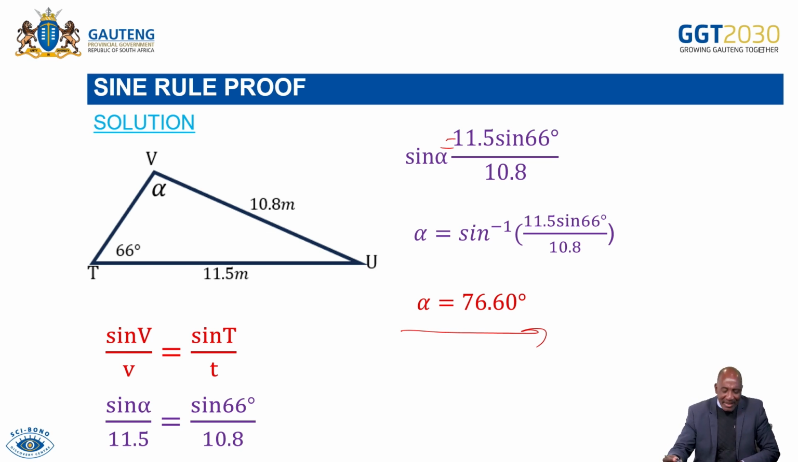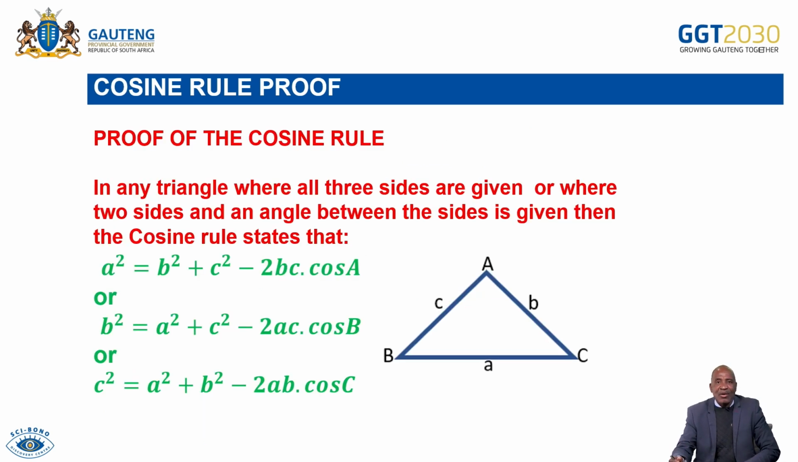Capital letter V goes with small v there. Capital letter T goes with small t there. Capital letter U goes with small u there. But my focus is not on U because the angle I'm looking for is alpha, which is at V. Hence, my formula will be sine V divided by small v is equal to sine of angle T divided by small t. Then you replace for what you know and simplify. Otherwise, that's how you apply that sine rule as an example.